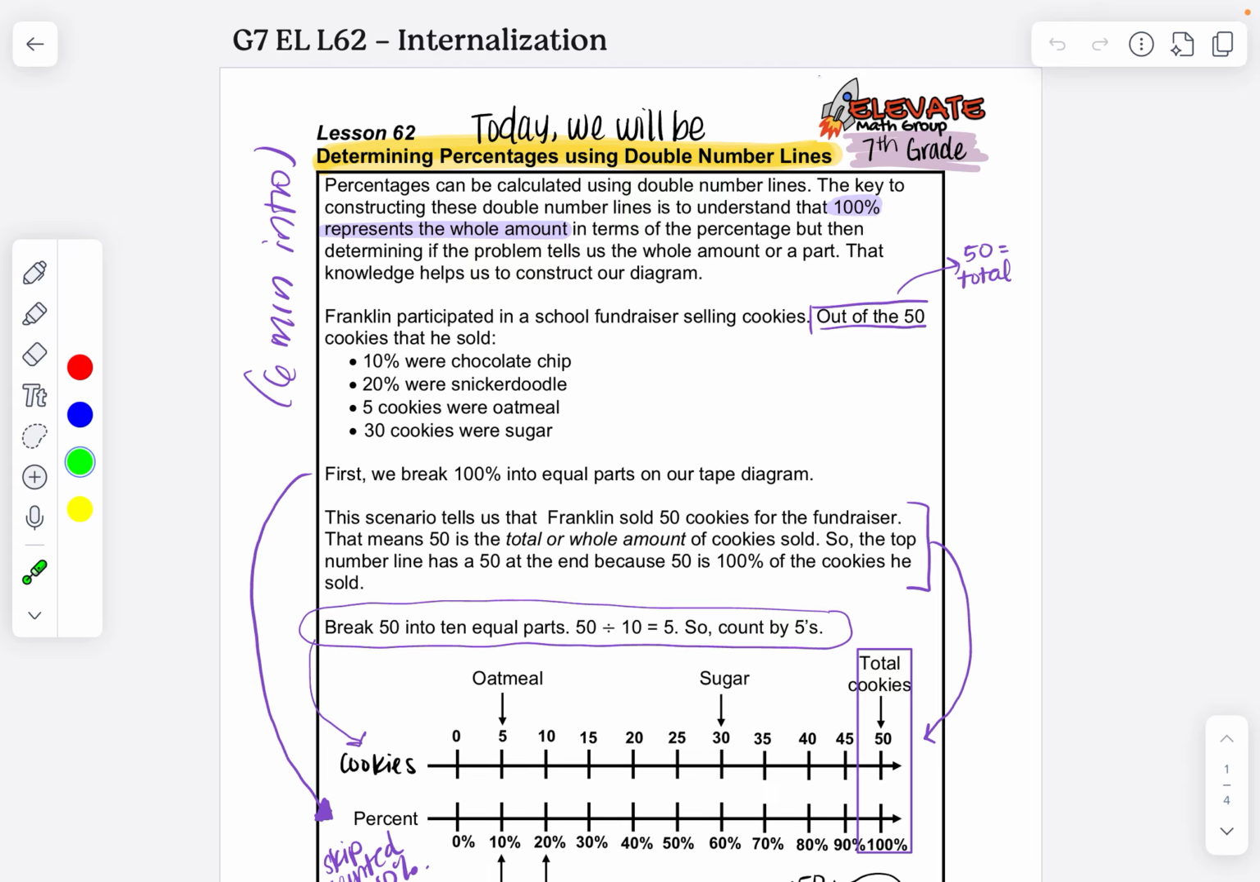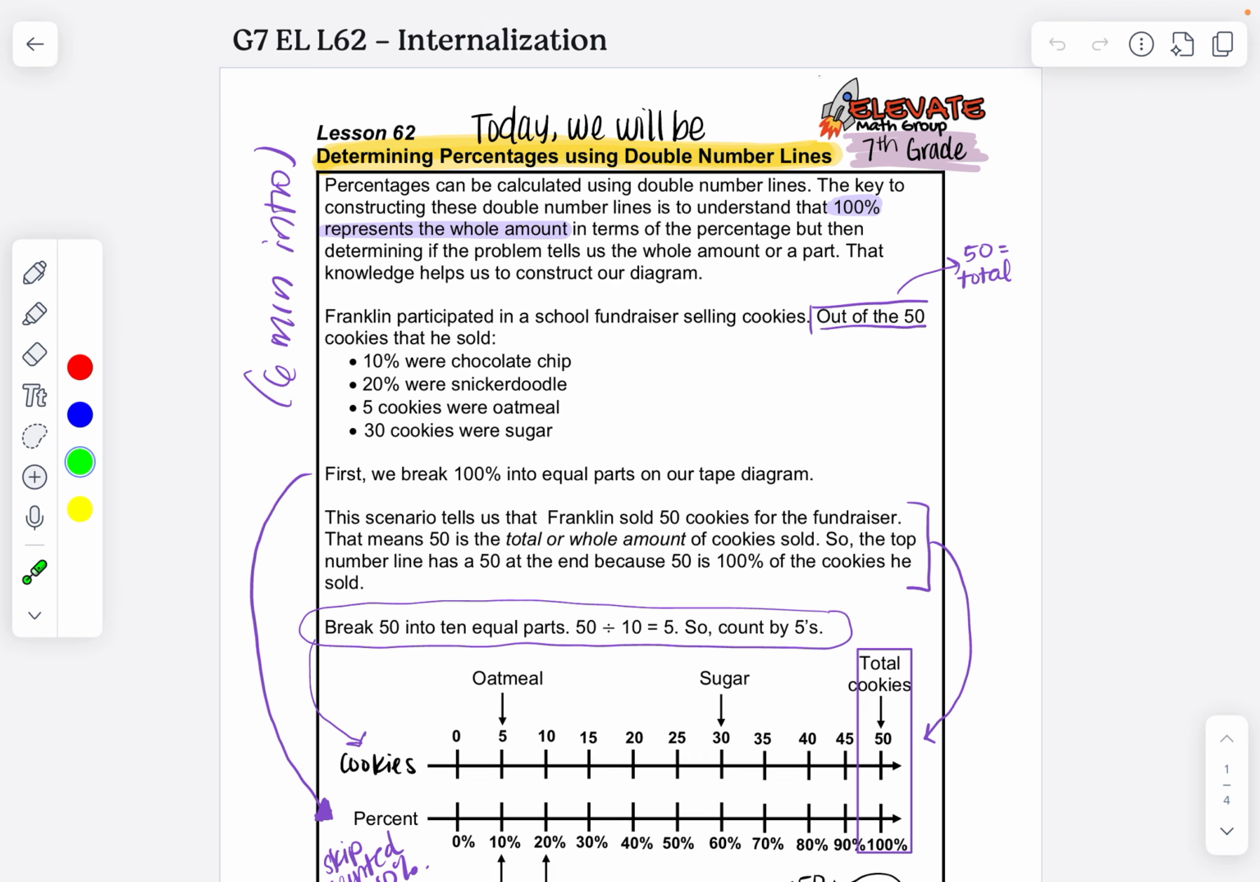So this intro is pretty extensive. I definitely want you to spend some time on this so students understand exactly what is going on. Percentages can be calculated using double number lines. The key to constructing these double number lines is to understand that 100% represents the whole amount. What does 100% mean? It represents the whole amount.